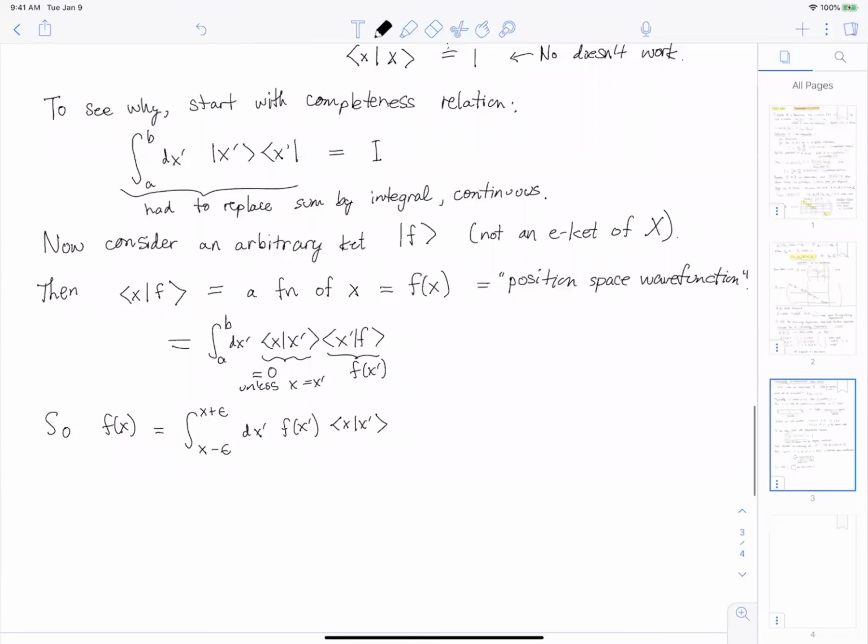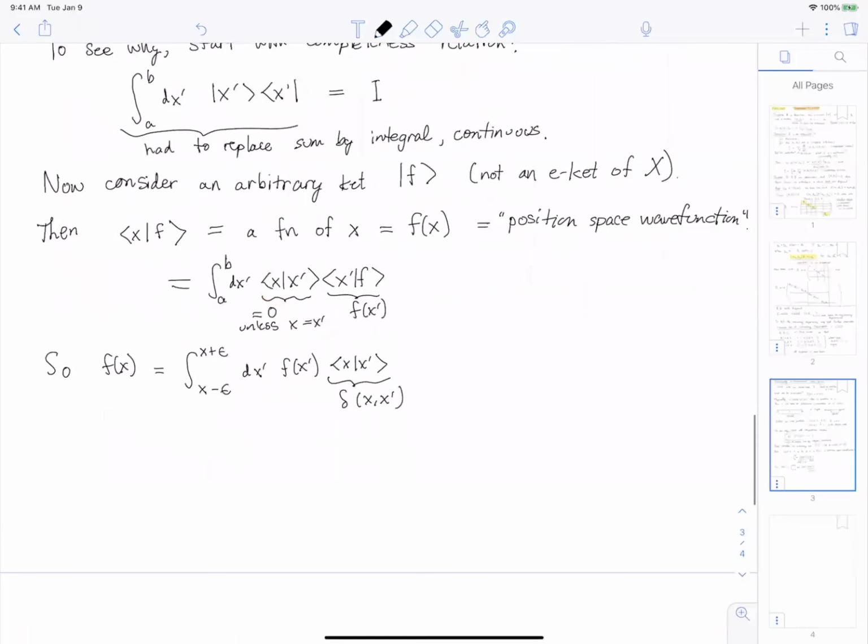Again, the reason is that it was a waste of time integrating over most of these x primes, because they just don't contribute, because this was 0. And so we can just integrate from just below x to just above x. And then that is actually going to be what we're going to call our delta function. In fact, that's sort of our definition of the delta function.